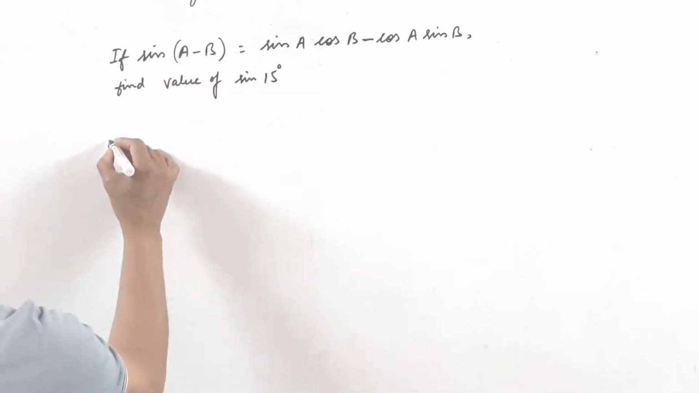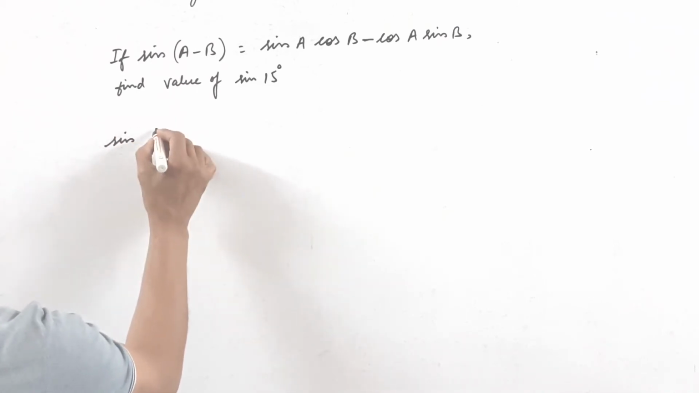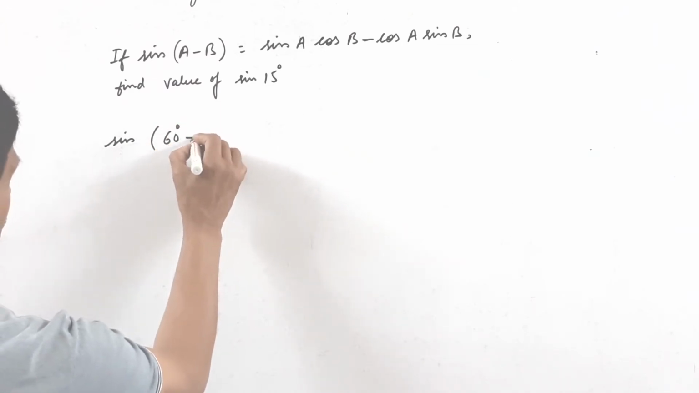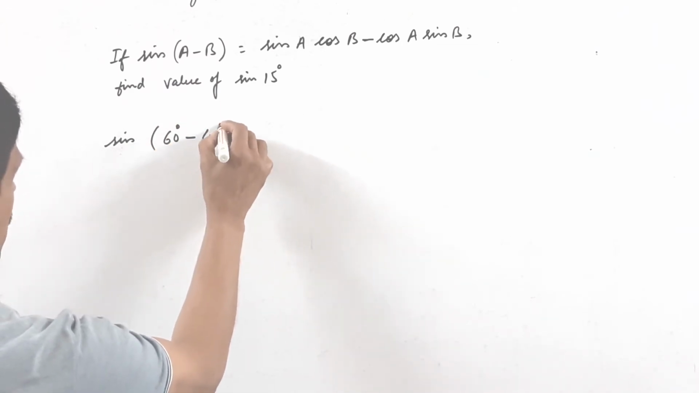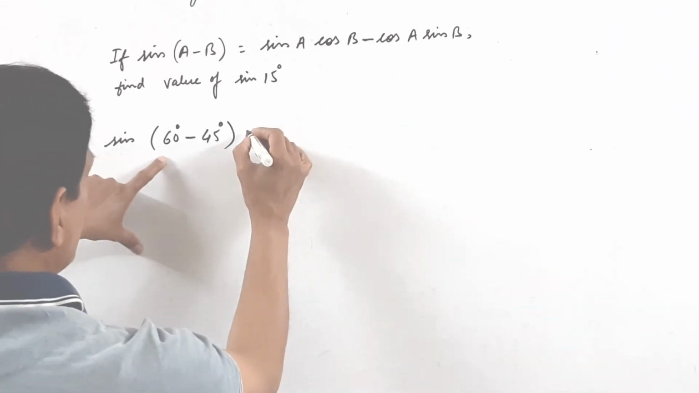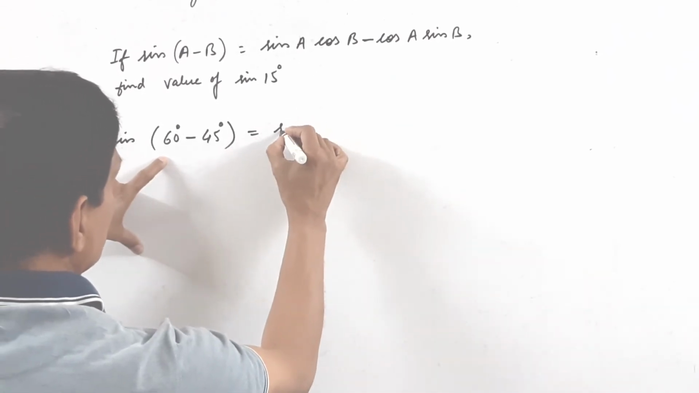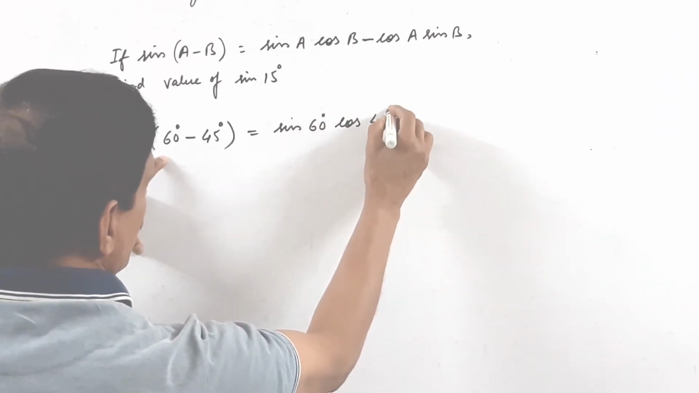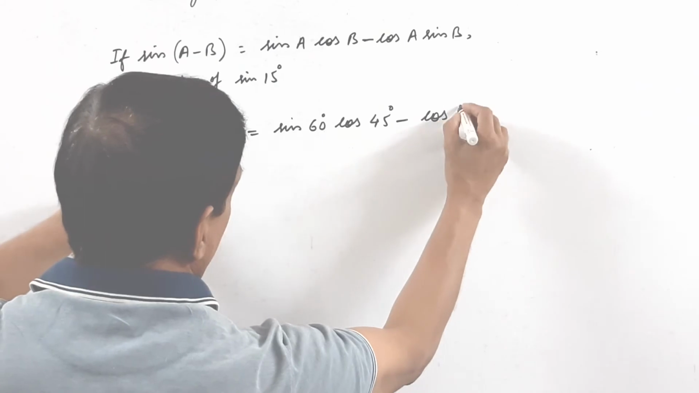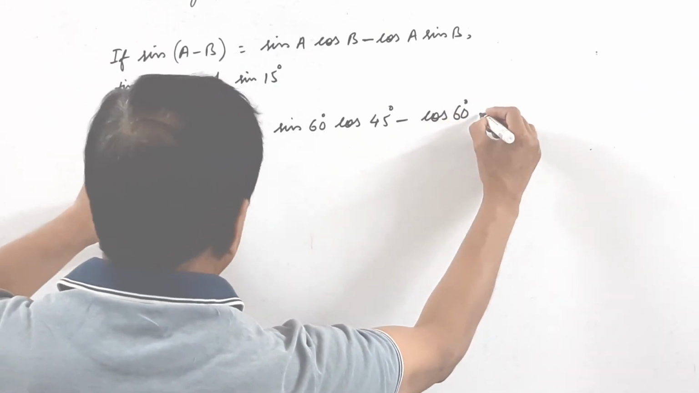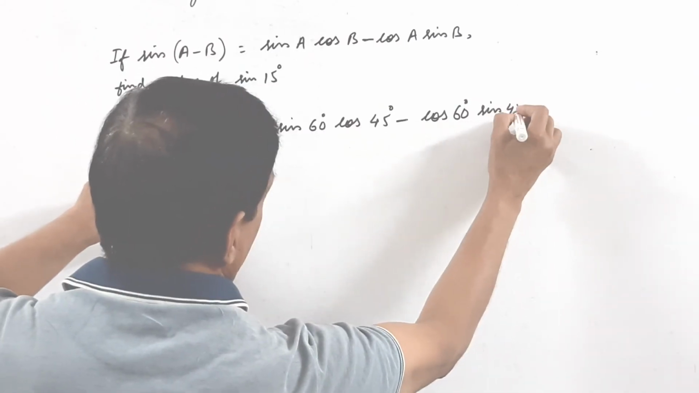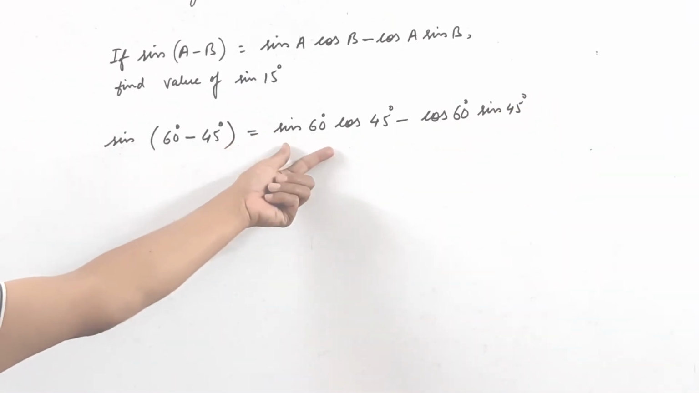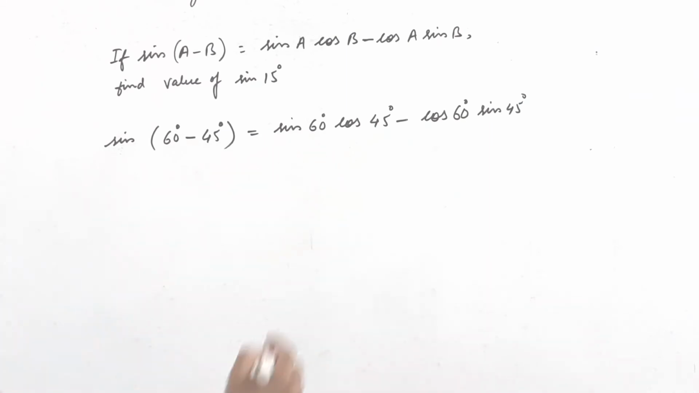So we may take angle A as 60 degree and angle B as 45 degree. So sin(60 − 45) is equal to sin 60 degree cos 45 degree minus cos 60 degree sin 45 degree. Now we can replace these ratios by their corresponding values from the table.